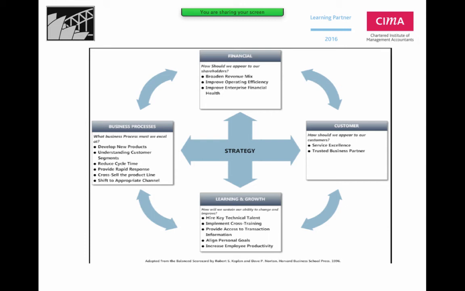For learning and growth, we need to hire people. What about our training? And then look at what is aligned to their personal goals. If you want to keep them, there is an issue with people, because people are a key factor for us. How are we going to keep them though? How are we going to retain them? That's very important.